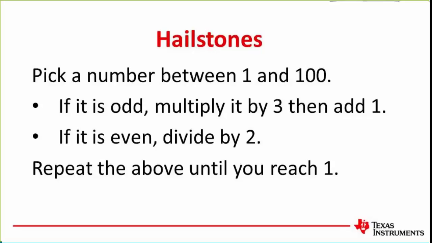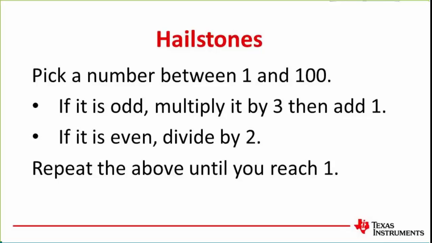So here's the simple part of the problem. We pick a number, and this is a restricted set that I'm doing here. We'll extend it in due course. Pick a number between 1 and 100, and if it's odd, we'll multiply it by 3, then add 1. If it's even, then we shall divide it by 2. And we repeat this set of instructions until we reach 1. So that's the nice, simple little problem.